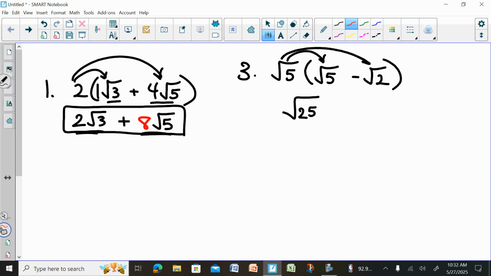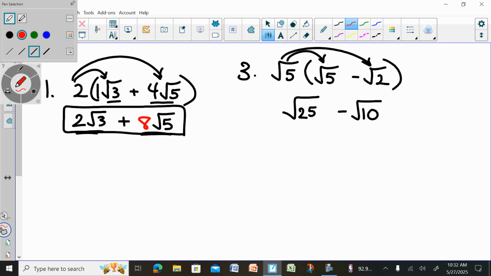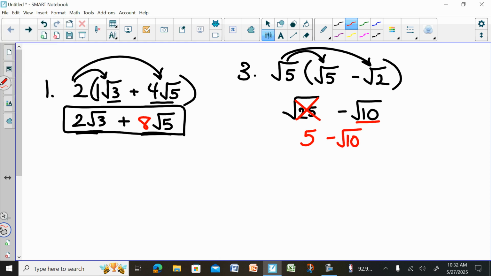And then root 5 times negative root 2 is negative root 10. So from this stuff, we can say then that this root 25, looking for the perfect, turns into 5. I can't do anything with root 10. I look at root 10, can't do anything with it. So now we've got just a whole number 5 and an ugly decimal, root 10. That's as simple as this gets.